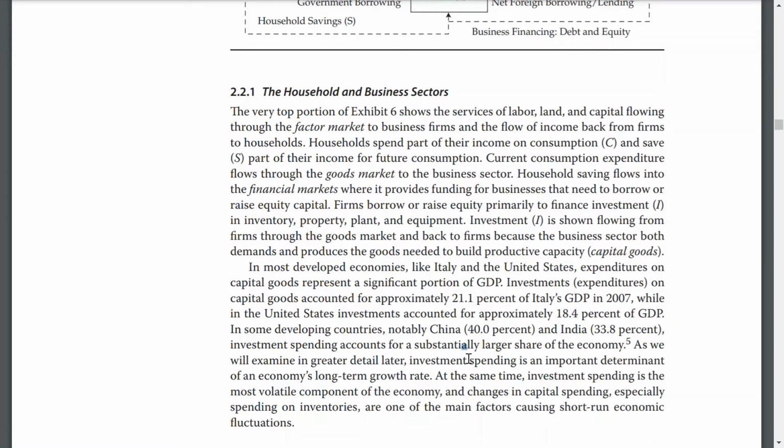Firms borrow or raise equity primarily to finance investments, I, in inventory, property, plant, and equipment. I is shown flowing from the firm through the goods markets and back to the firm because the business sector both demands and produces the goods needed to build productive capacity, or capital goods.